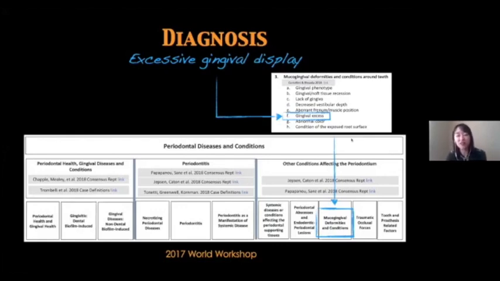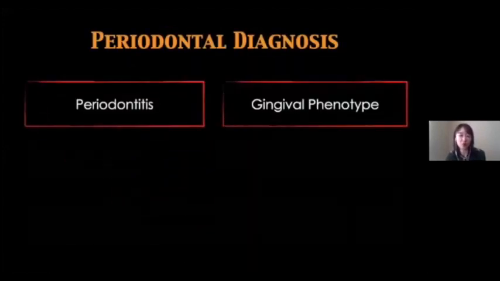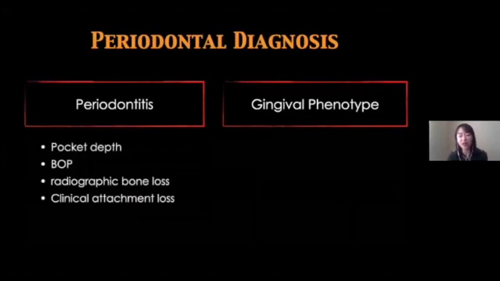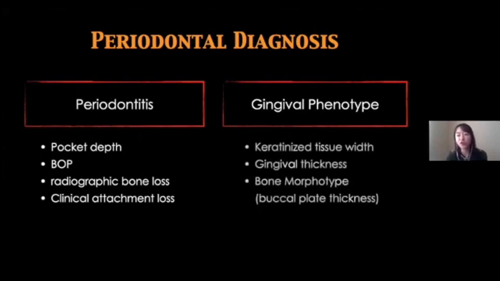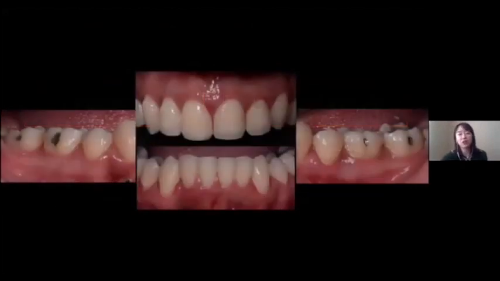But here, other than this excessive gingival display, I really want to mention these two very important parameters, or let's say diagnoses, that I think you need to know how to diagnose and not miss. One is periodontitis, and another one is gingival phenotype. For periodontitis, you need to check the pocket depth, the BOP, and radiographic bone loss, and basically the clinical attachment loss. And the gingival phenotype includes keratinized tissue width, gingival thickness, and bone morphotype, which is basically the buccal bone thickness. And here I want to show you a case quickly to illustrate why I think these two parts are very important.